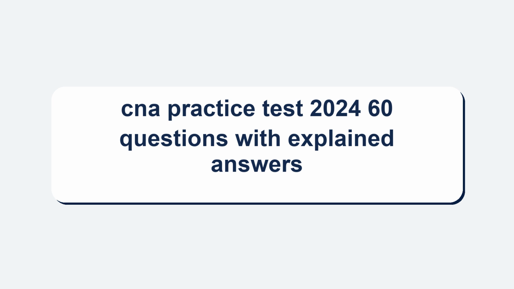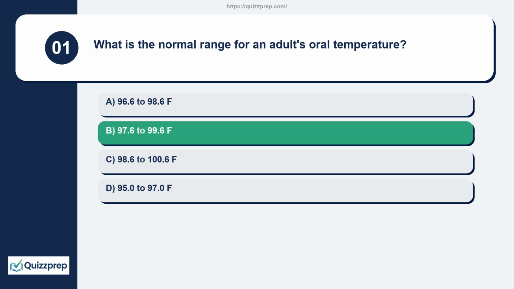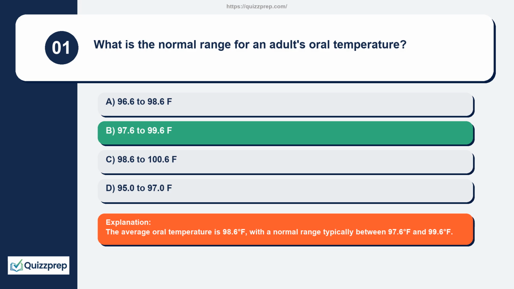CNA Practice Test 2024, 60 questions with explained answers. Question 1. What is the normal range for an adult's oral temperature? 96.6 to 98.6 F, 97.6 to 99.6 F, 98.6 to 100.6 F, 95.0 to 97.0 F. The average oral temperature is 98.6 degrees Fahrenheit, with a normal range typically between 97.6 degrees Fahrenheit and 99.6 degrees Fahrenheit.